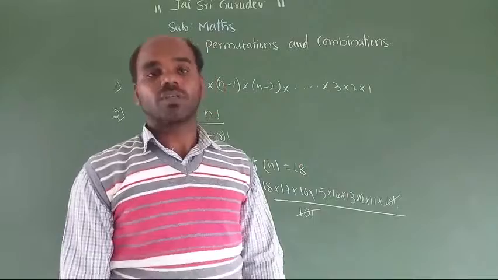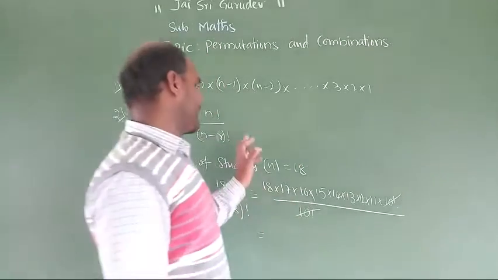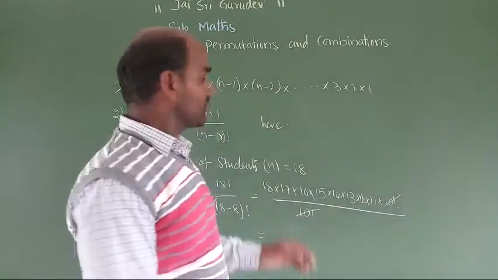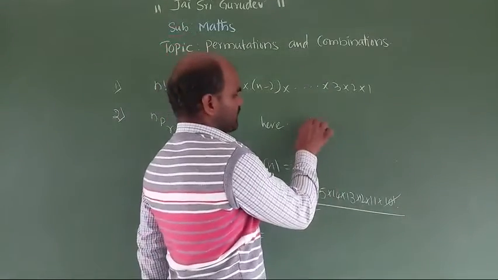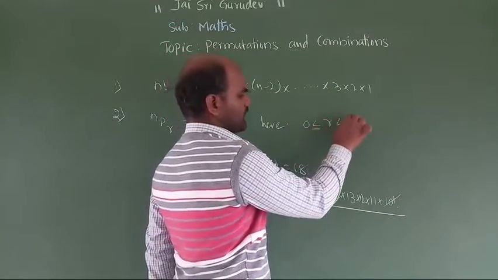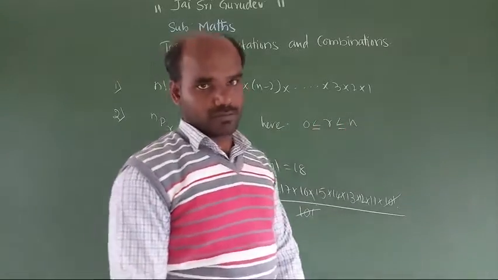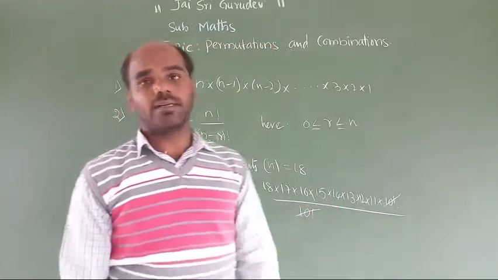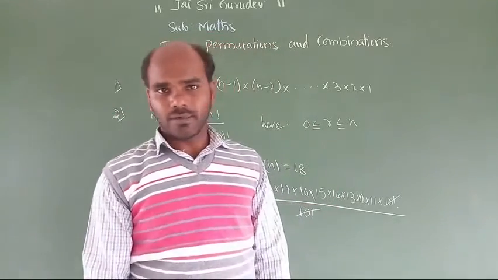Here, r is such that 0 is less than or equal to r is less than or equal to n. So this is the second property of permutations and combinations.